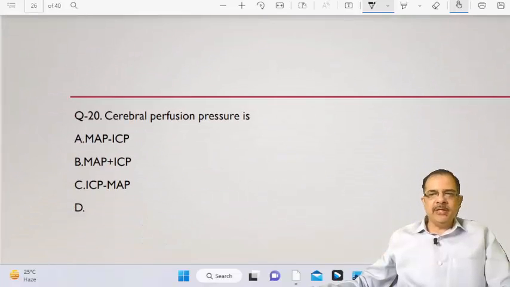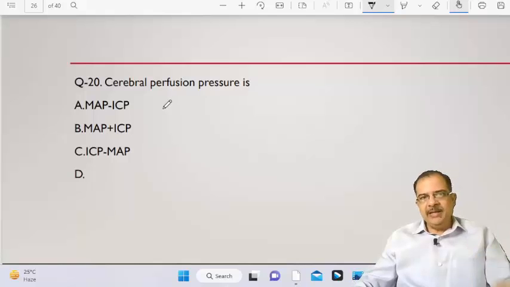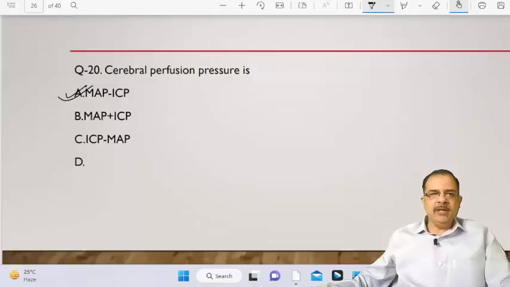Cerebral perfusion pressure is the mean arterial pressure minus the intracranial pressure. So stat question, the answer will be option A.